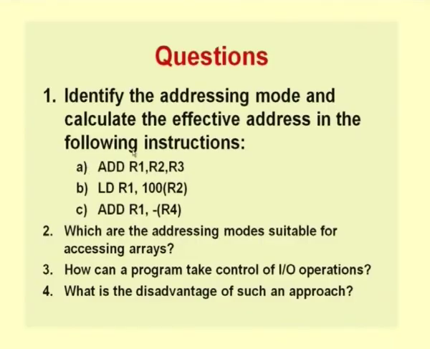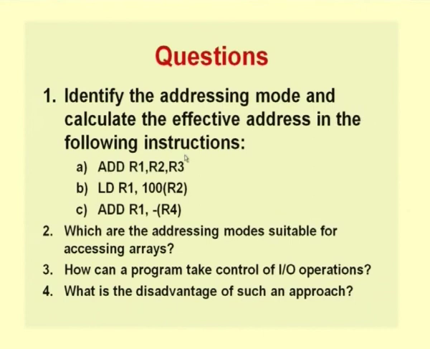So, some questions to review the contents that we have looked at today. Question number 1, identify the addressing mode and calculate the effective address in the following instructions: A, add R1, R2, R3; B, load R1, 100 of R2; C, add R1, minus of R4. Question number 2, what are the addressing modes suitable for accessing arrays? Question number 3, what will be the effect of a shift right operation on a register with value 1100? Question number 4, what does a JNZ, jump not 0, instruction do?